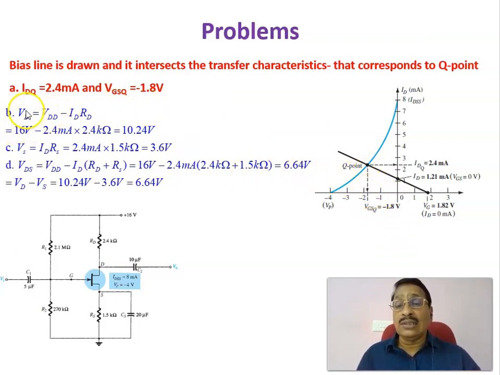The second part of the question is, what is the drain voltage? What is the voltage at this point? In order to find the drain voltage, that is nothing but VDD minus the drop across this RD, or VD equal to VDD minus ID into RD. For ID, you got this operating point value of current equal to 2.4 milliamperes. Substituting that ID here, you get the voltage VD equal to 10.24 volt. That is the voltage at this point.